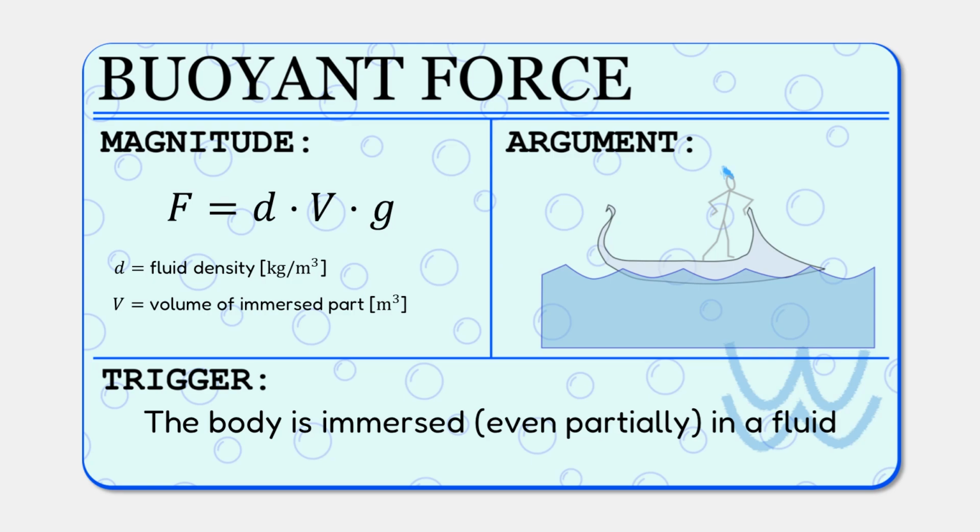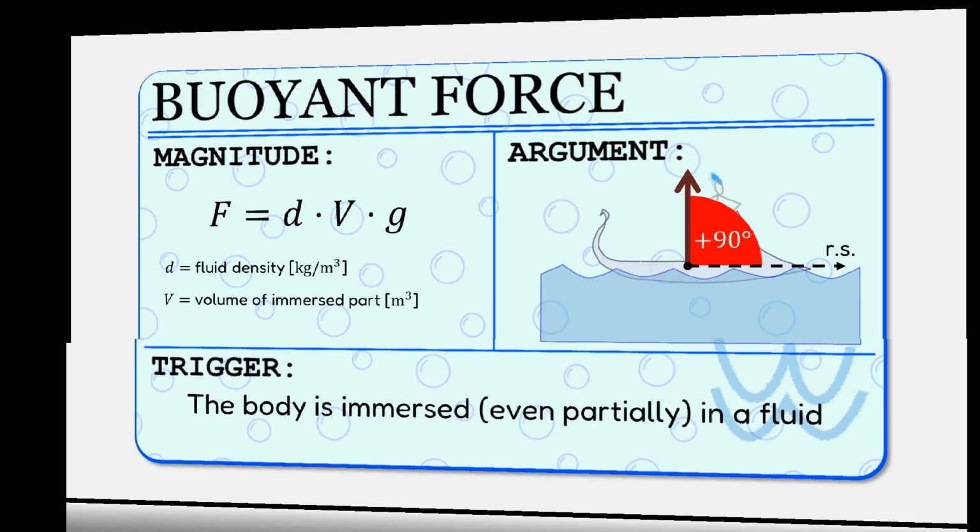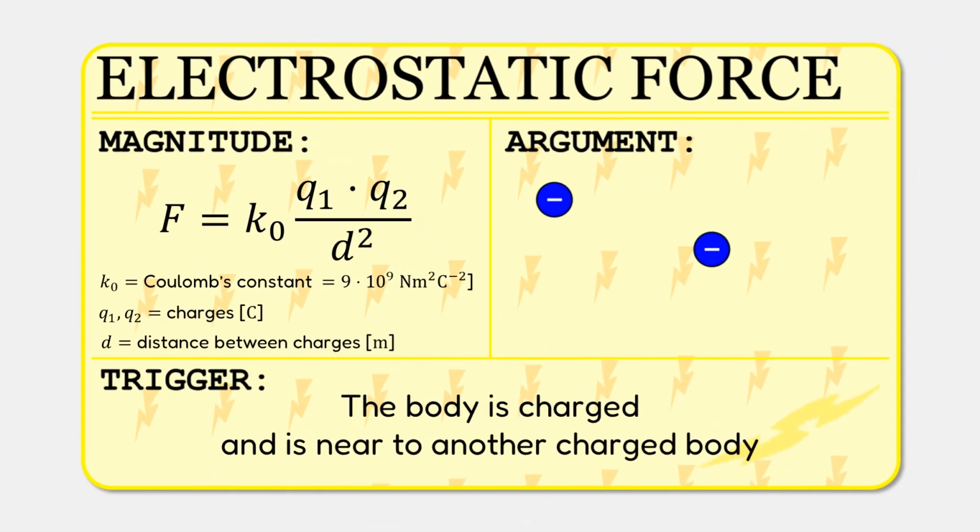Archimedes' buoyant force only applies to bodies immersed in a fluid. Its magnitude is the product of d, V and g, where d is the density of the fluid, V is the volume of the part of the body immersed in the fluid, emphasis on only the immersed part, and finally g is the gravitational acceleration, the same one we encountered when talking about weight. The buoyant force acts in the opposite direction to the weight force, so the direction angle alpha is plus 90 degrees. Finally, electrostatic force. This force acts on a body that carries an electric charge when it's near another charged body. The magnitude is calculated using a formula known as Coulomb's law.